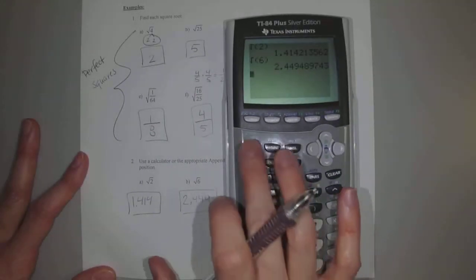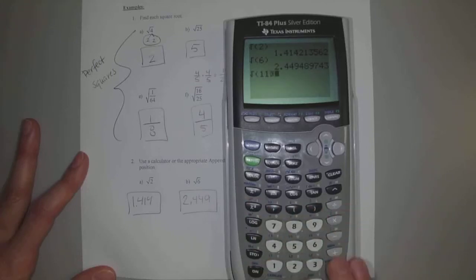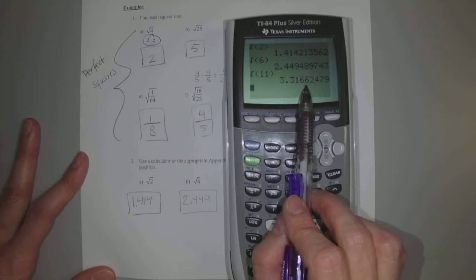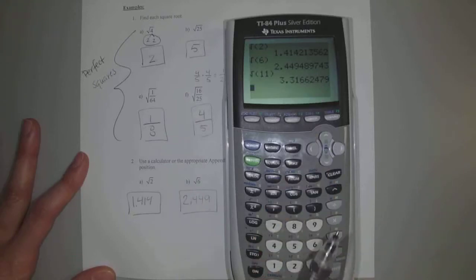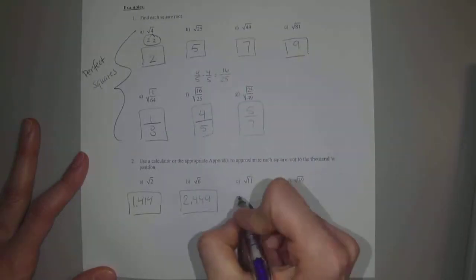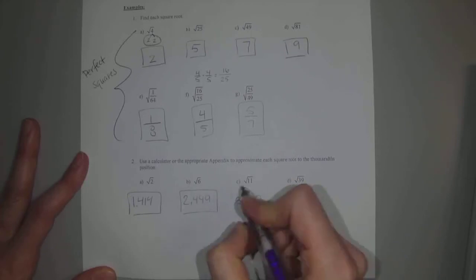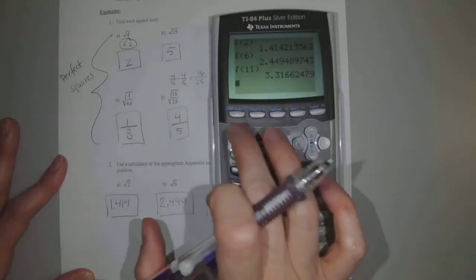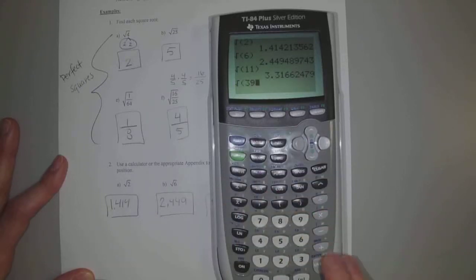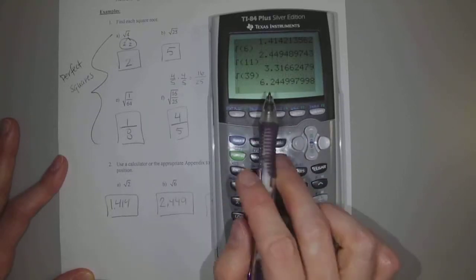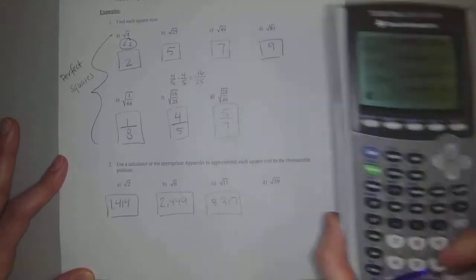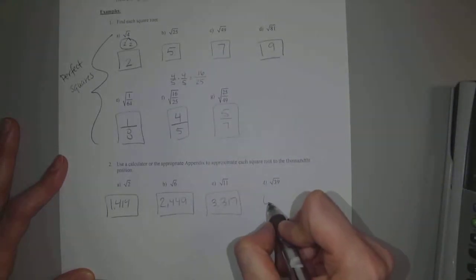What times itself gets you to 11? I don't know. Who knows? 3.316, but what's behind the 6? A 6, so what's that 6 going to change to? A 7. So that will be 3.317. Square root of 39, any ideas? You guys are already doing it. 6.244, but what's behind that 4? A 9. So 6.245, does that look right?